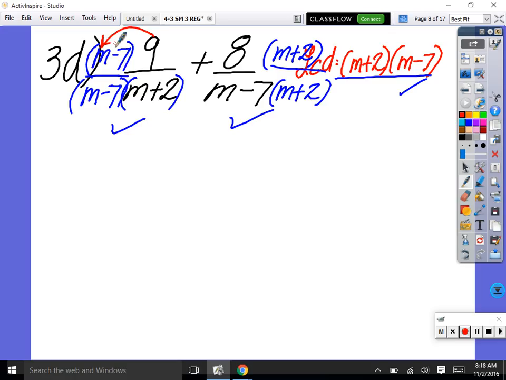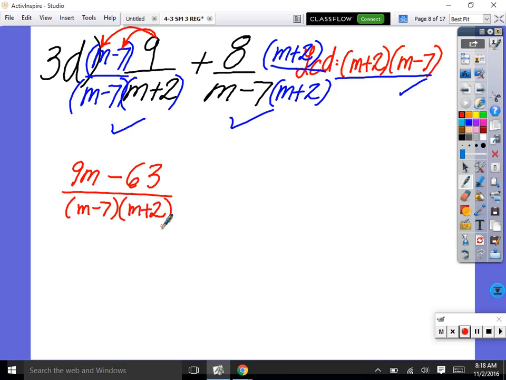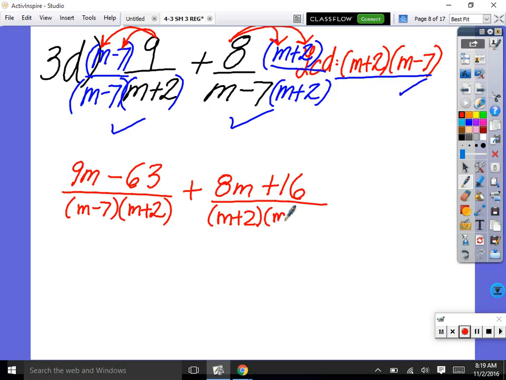9 times m, let's just focus on top, that's 9m. 9 times -7 is -63, and that's all over m minus 7. Let's leave the bottom factored, because in the end we'll have to factor it anyways. And then we have plus, let's distribute positive 8 through. 8 times m is positive 8m, correct? Positive 8 times positive 2 is positive 16. And that's all over m plus 2 and m minus 7.